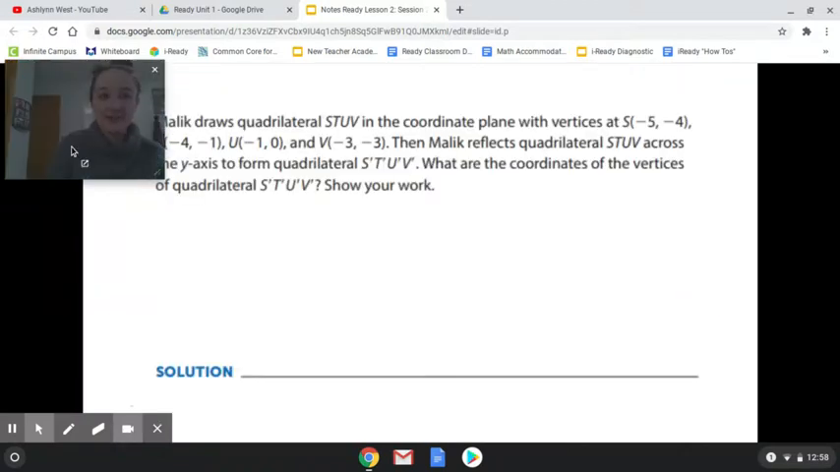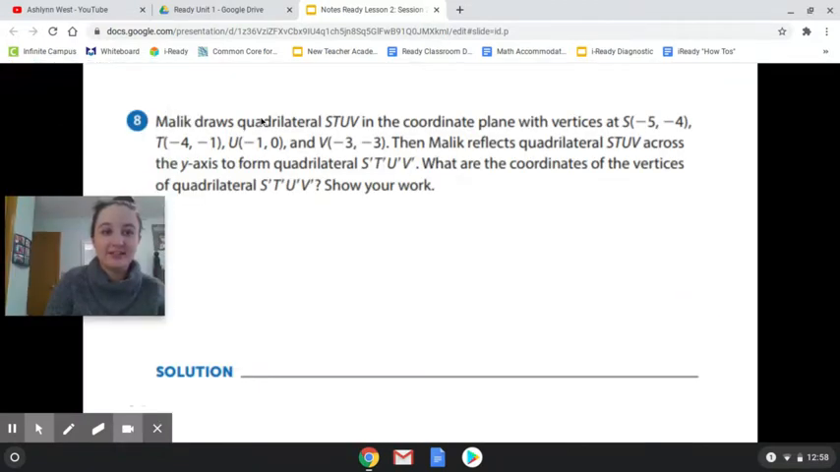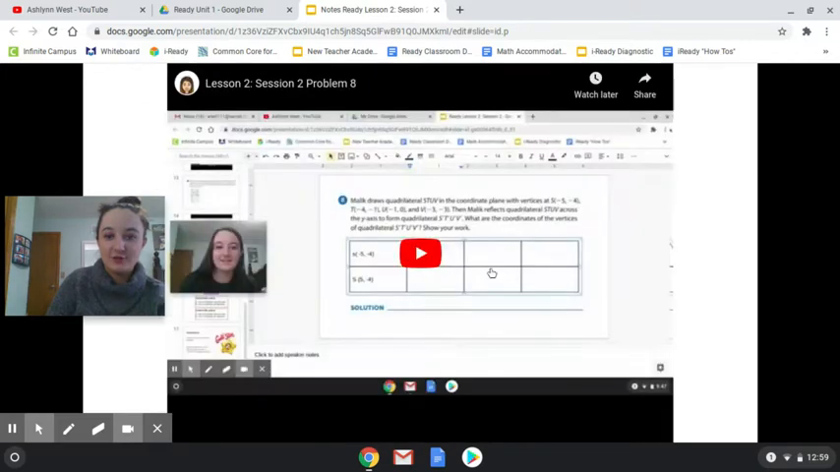Then our last one says that Malik draws quadrilateral STUV in a coordinate plane that has these vertices. So this time we have to go based on the number and we can't look at it. And he reflects across the y-axis to form a quadrilateral. What are the coordinates? So remember, this is when the whole opposites come in handy. So again, there's going to be a video right here for me to show.